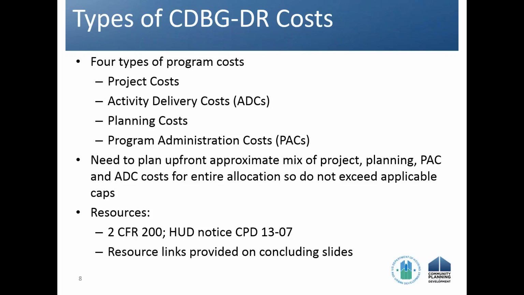That is the new OMB regulation that consolidated, and we'll talk more about what that means in just a moment, some of the old circulars. There is HUD CPD Notice 13-07, which is a great notice that covers the distinction between admin and activity delivery costs, and it gives some really good examples and some nice charts that help you to think about how to categorize your costs.